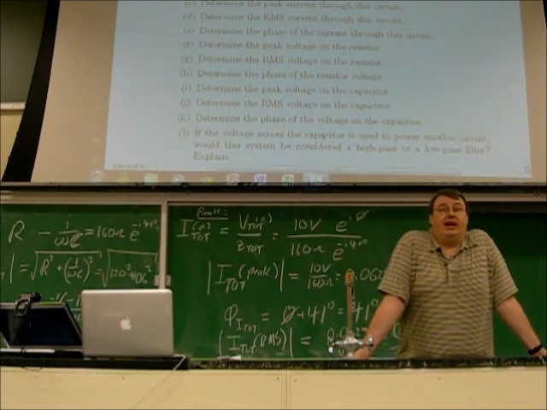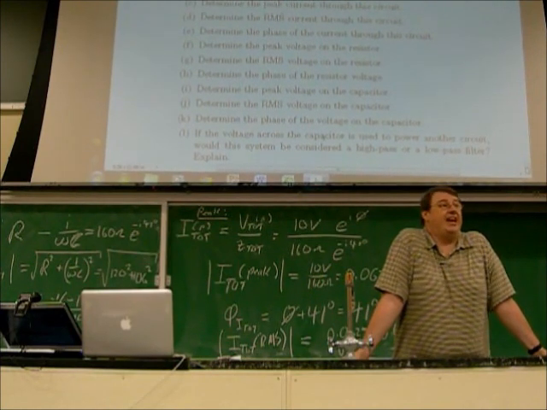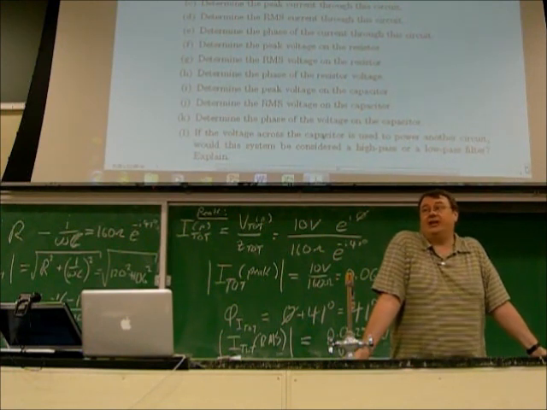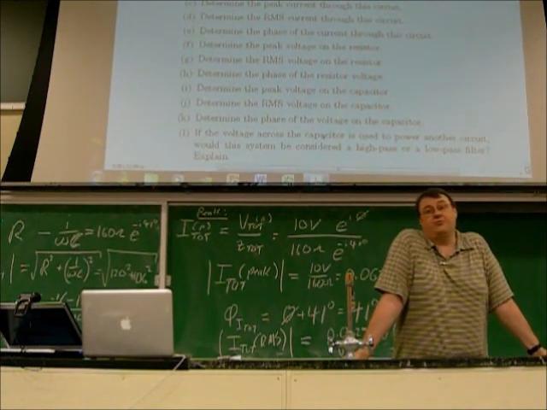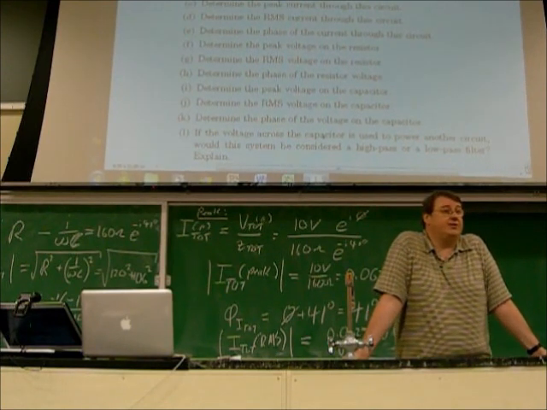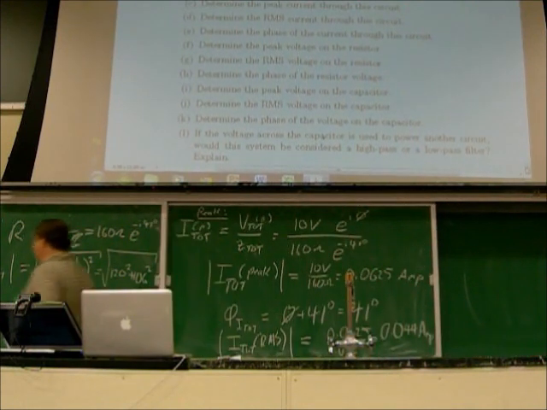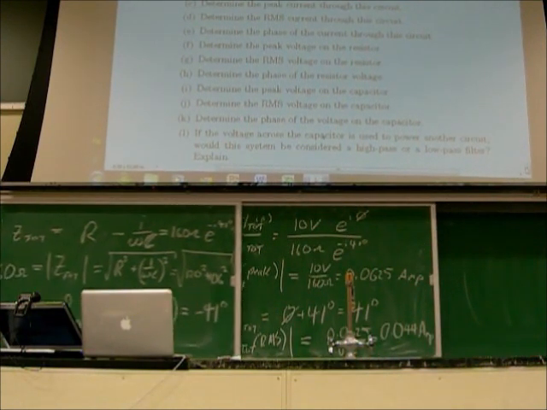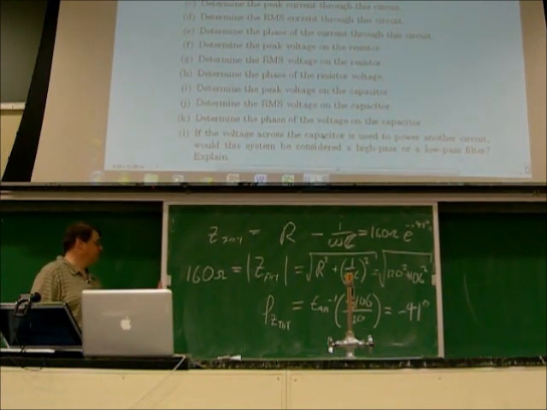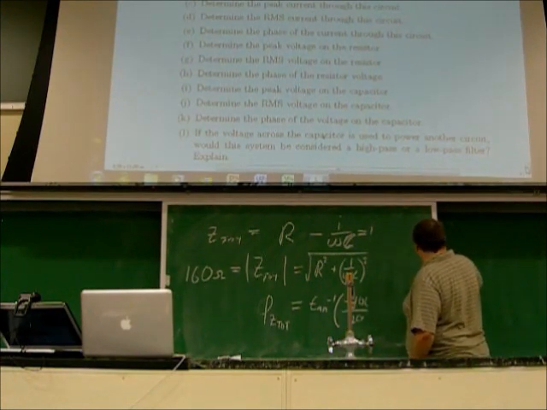Now, this circuit is a series circuit. All circuit elements in series have the same current. So this I total is actually equal to the I through the resistor, and it's equal to the I through the capacitor, because all circuit elements in series have identically the same current. Okay? So the next thing I want to solve for is what's the voltage on the resistor?